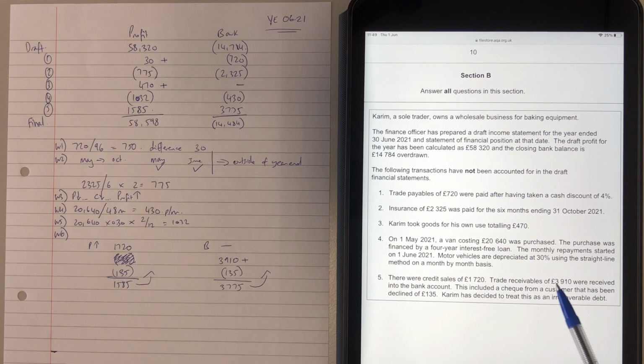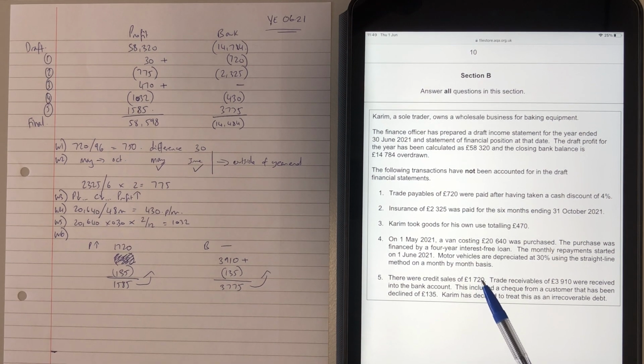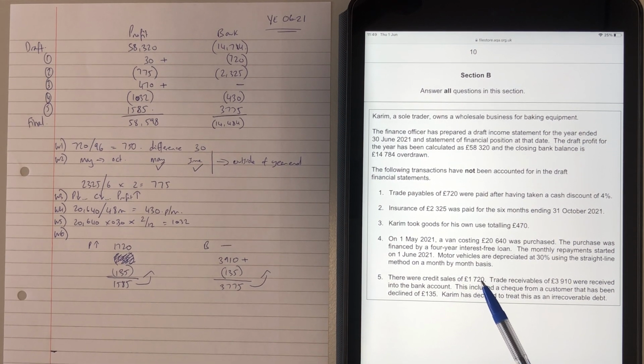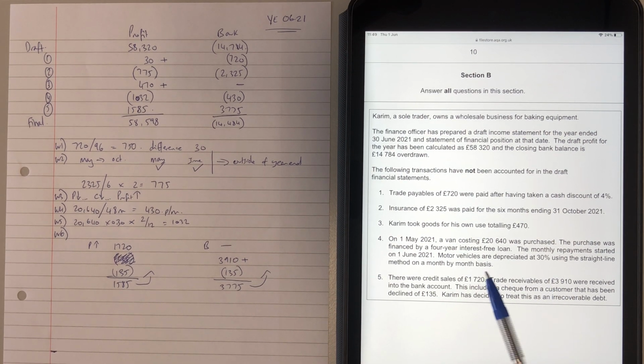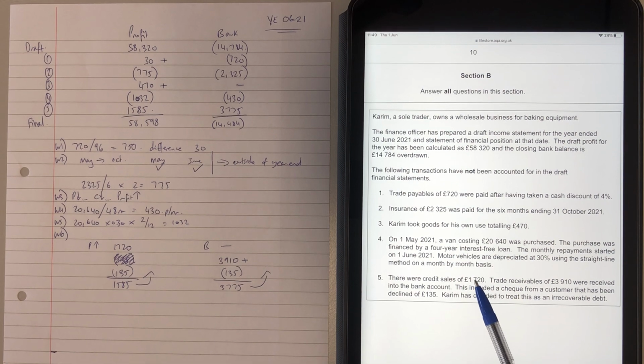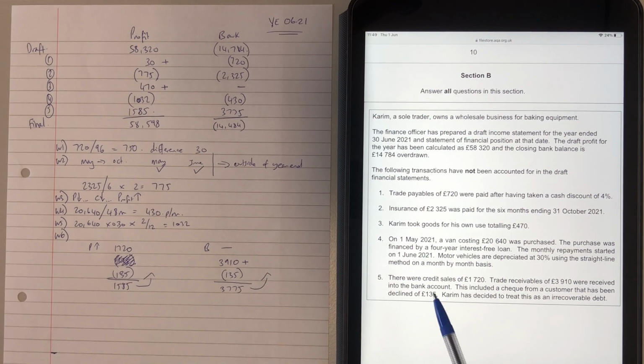The last one is just trying to confuse you because of information overload. You should know credit sales does not affect bank. It only affects profit. And that you should know when a customer pays you, if they're a trade receivable customer, that affects bank. It does not affect profit. So one affects profit and not bank. The other affects bank and not profit. And then you've got to be aware of the dishonored check and how that cancels out, and obviously the effect of that on profit overall.